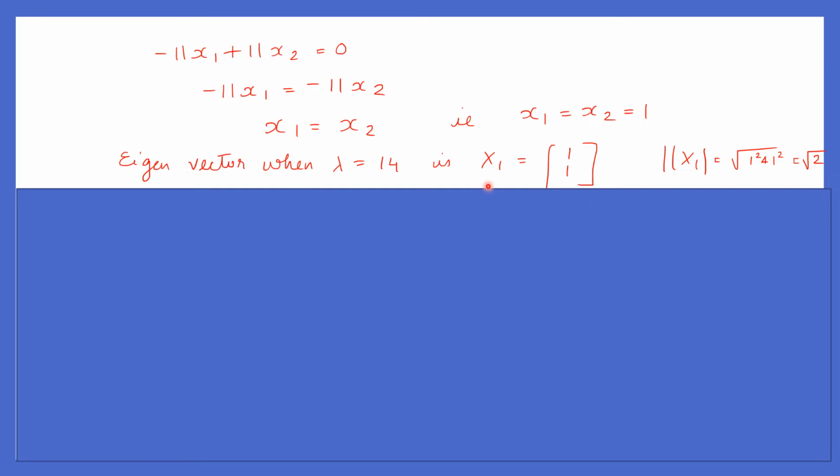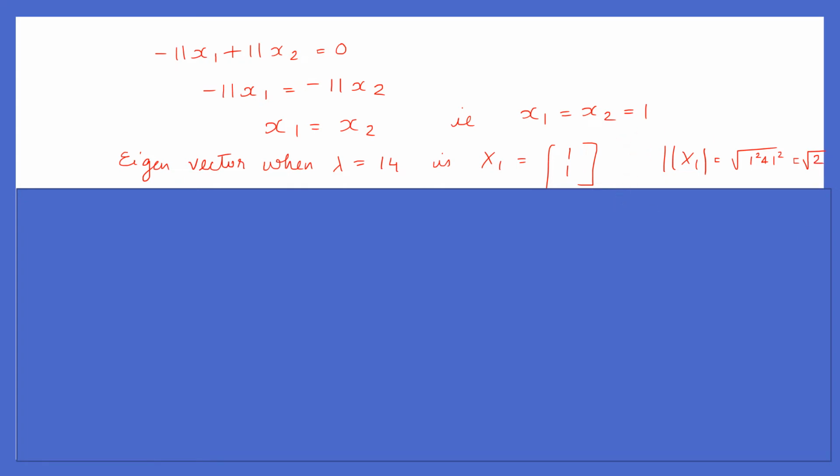So our eigenvector is represented by X1. The value is 1, 1, and we have to find out the corresponding normalized form of this vector. That is, the normalization of X1 can be written as square root of 1 square plus 1 square, which is equal to square root of 2.